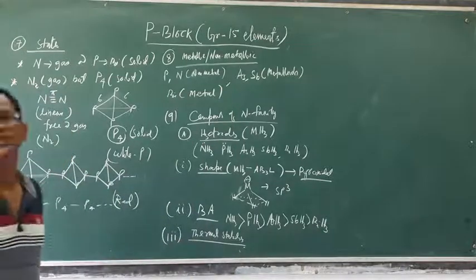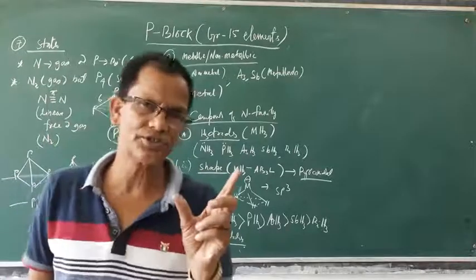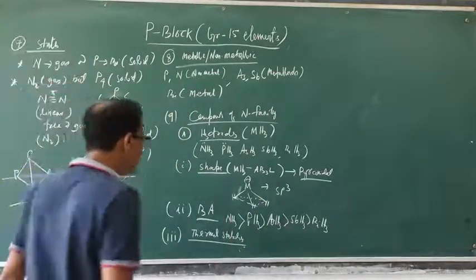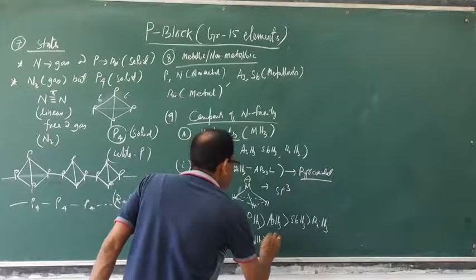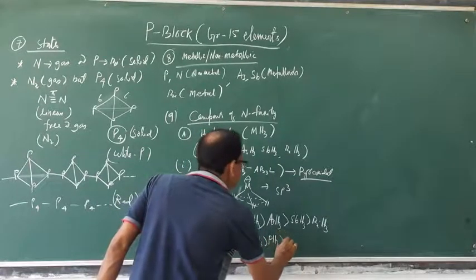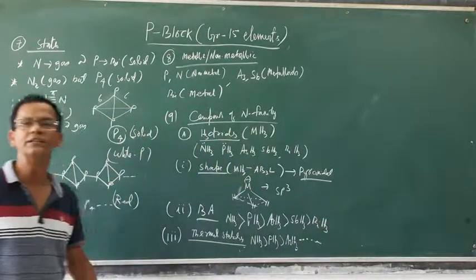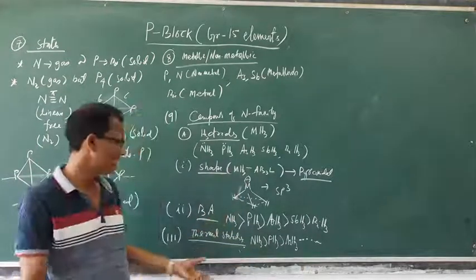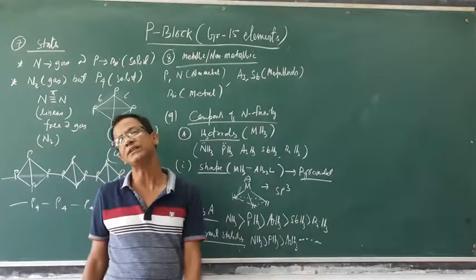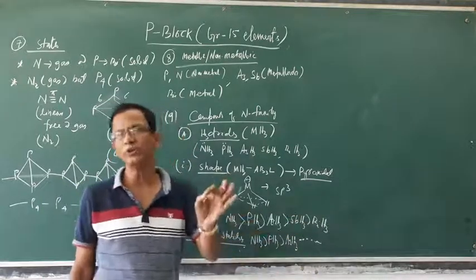Stability depends upon the size. If atom size is smaller, then bond strength is greater. That's why it will be the same order: NH3 greater than PH3 greater than AsH3, in this order, increasing order. Ammonia is more stable than BiH3 because the Bi-H bond is weaker.